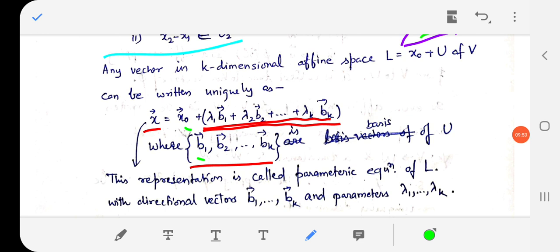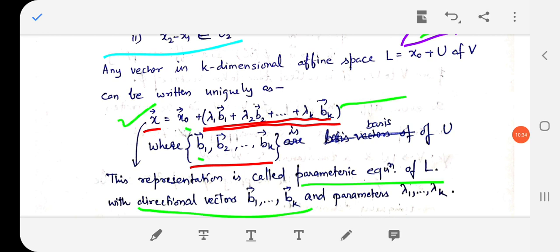So ultimately this particular thing represents any vector of the affine space with respect to a subspace U, and passing through x0, the support point. This particular representation is called the parametric equation of L. So any point in this affine space can be defined by this parametric equation, with respect to the directional vectors, the basis vectors, right?